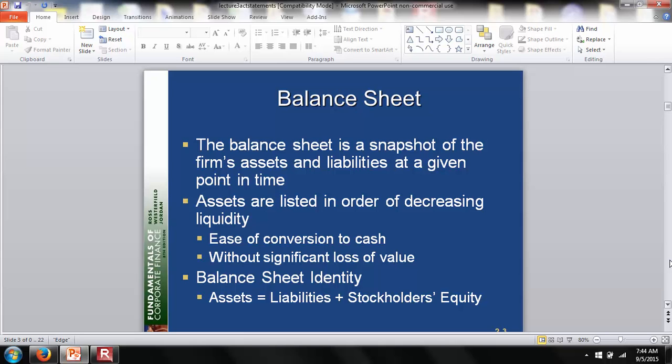And what does it tell you? It tells you that on the left hand side we have the assets, and the right hand side we have the liabilities plus the shareholders equity. And what we say is that the left hand side of the balance sheet should be equal to the right hand side, or what it tells you is the assets of the firm are equal to the liabilities plus the stockholders equity. Or if we move things around a little bit, we can find that assets minus the liabilities is equal to the stockholders equity.